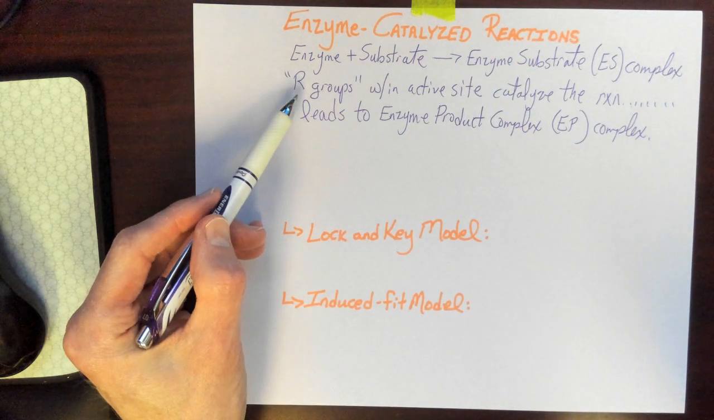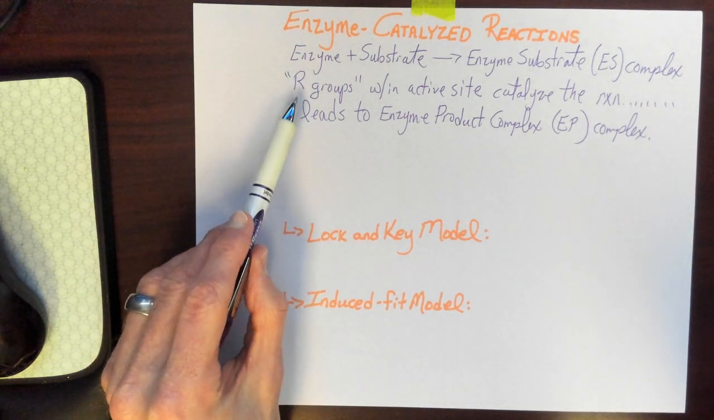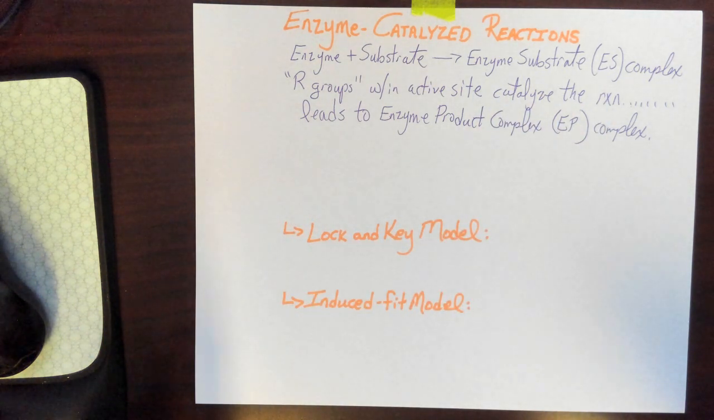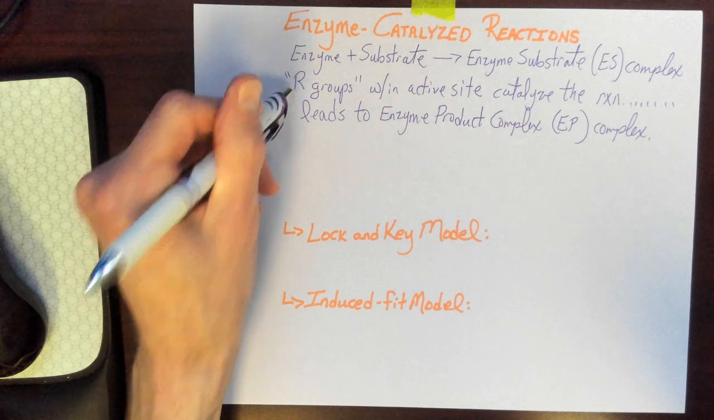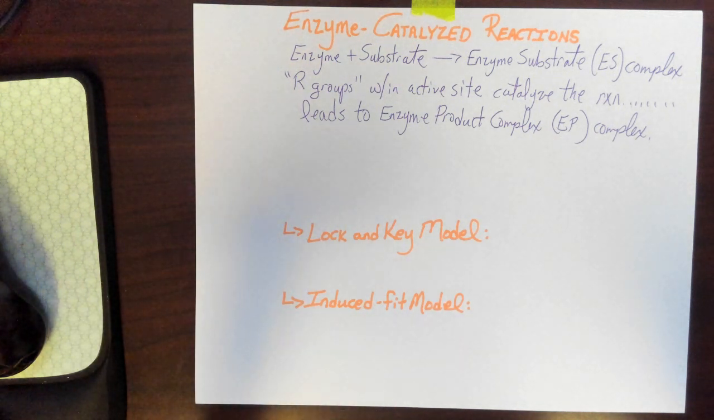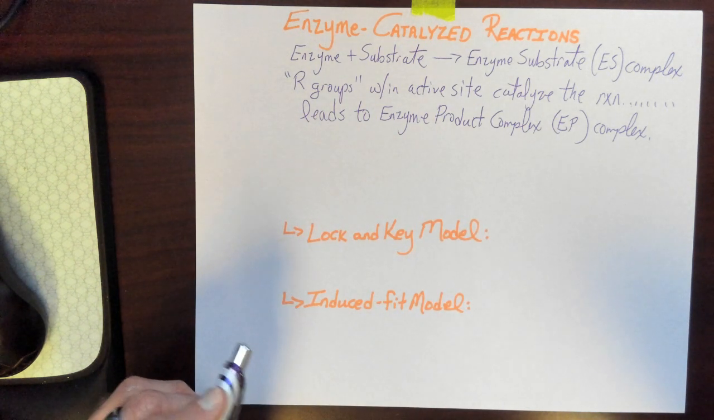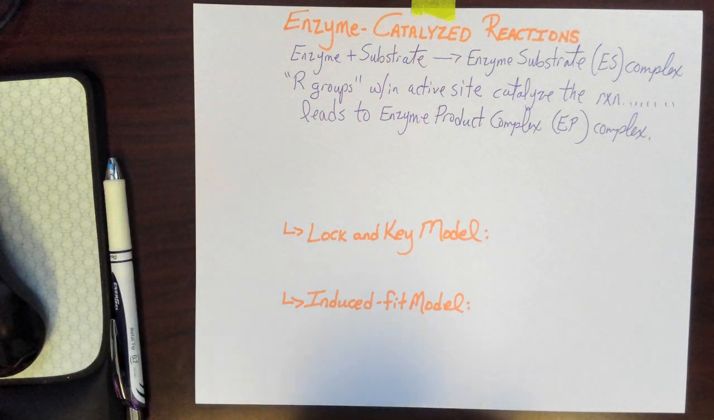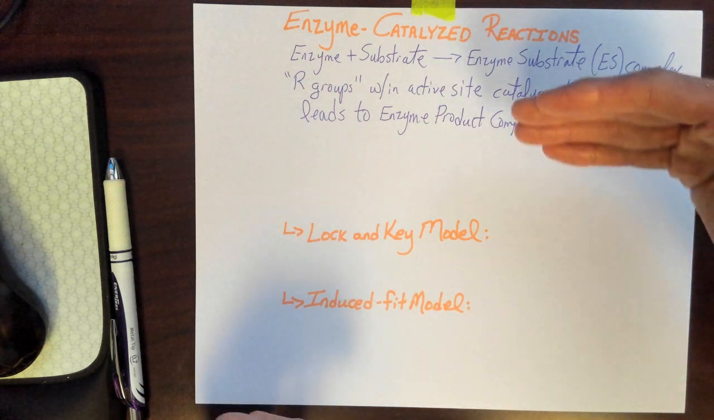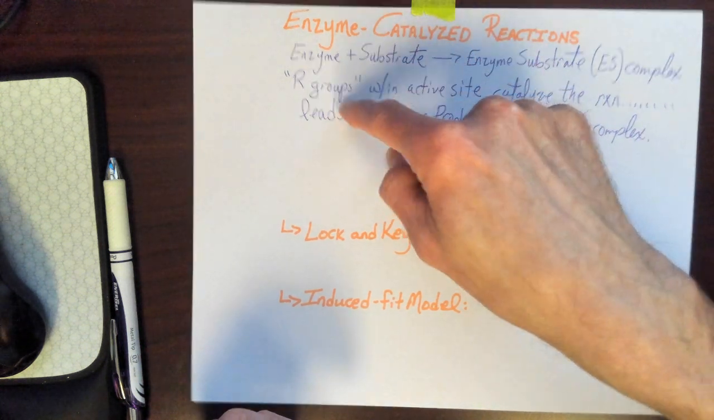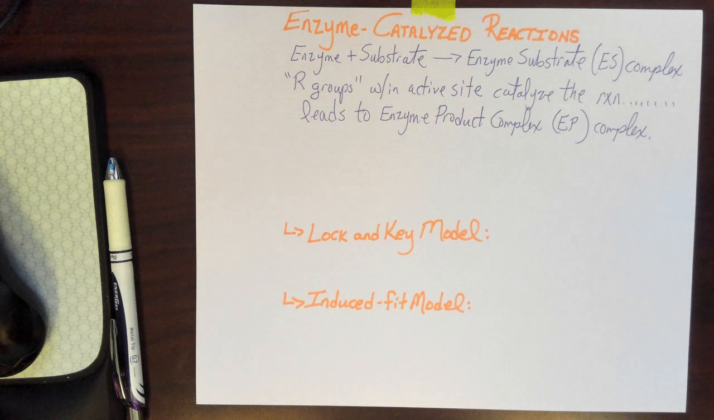Now, these R groups, I failed to mention, these R groups that are within the active site that catalyze this reaction, that gets the process to work. Those R groups are the R groups on the amino acids that are found within that active site. So the amino acids are locked together with the peptide bonds. Those amino acids together are the active site. The amino acids have specific R groups. Those R groups will catalyze the reaction, creating that enzyme product complex.